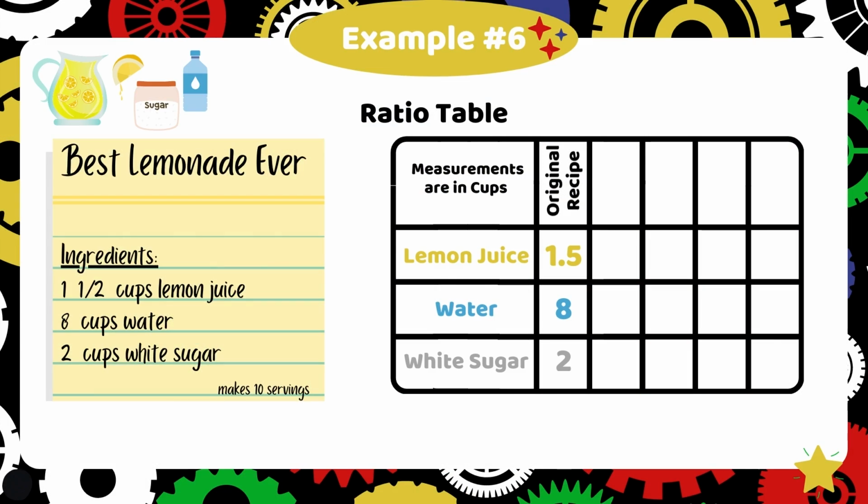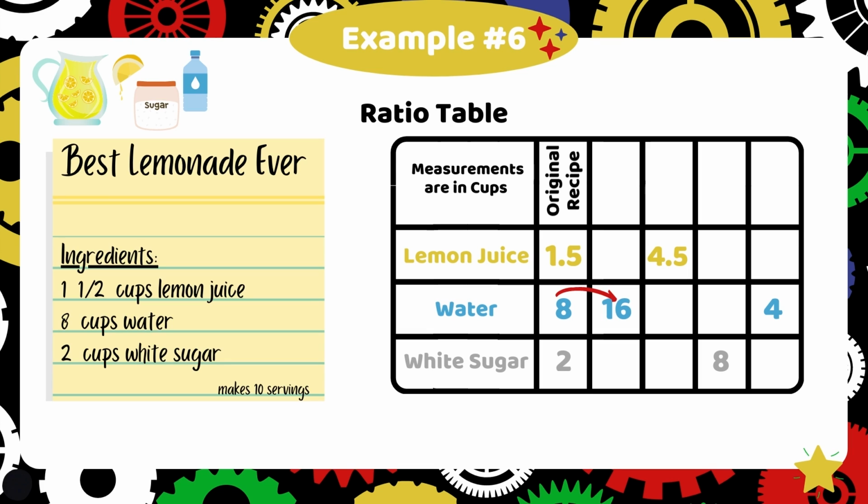We're going to continue looking at this recipe to look at a ratio table. In this ratio table, you can see that the first column is completely filled in with the same values as the recipe card. 1½ cups of lemon juice, 8 cups of water, and 2 cups of white sugar. But then there are some other values put into the ratio table in the other columns. We have to figure out what the missing values are.